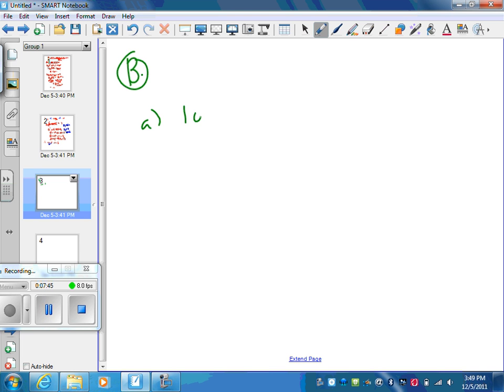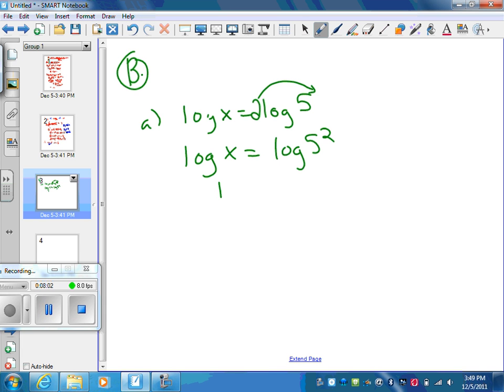So if I have log x is equal to 2 log 5, then I can say, using my log rule, the power rule, log x is equal to log 5 squared. Log x is equal to log 25. Well, guess what? Same bases, I can say x equals 25. Okay, try another one.